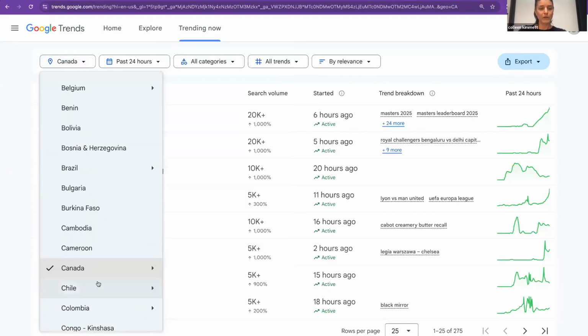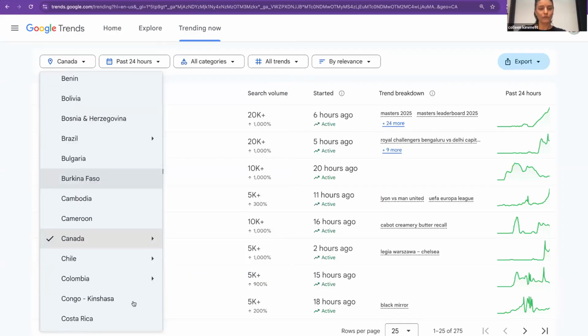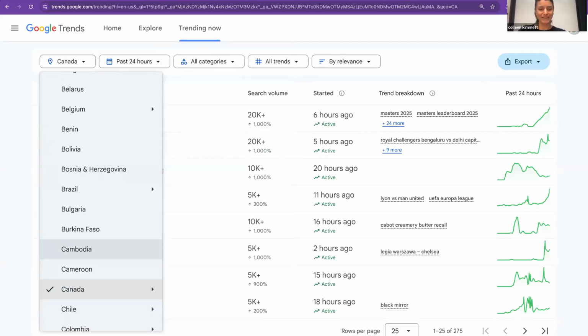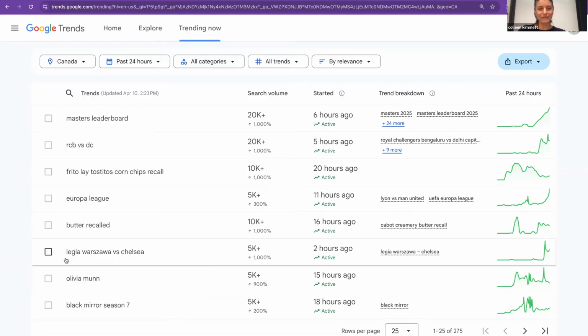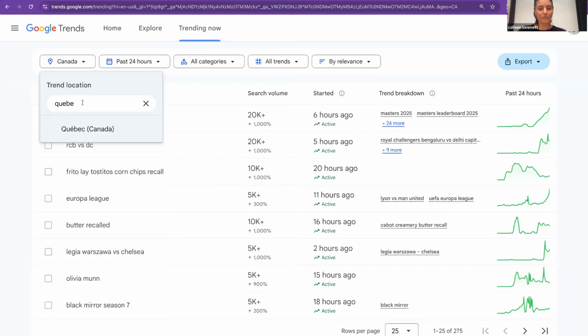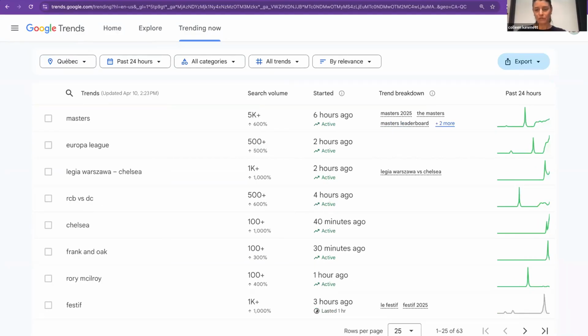Here we can use this menu to go to provinces, or even better, just type it in here. So when you asked, Sarah, what level could you go to?